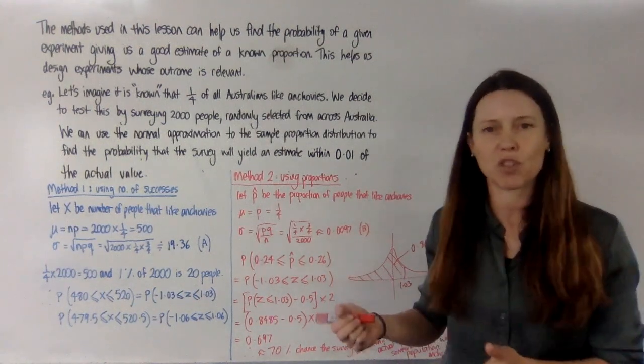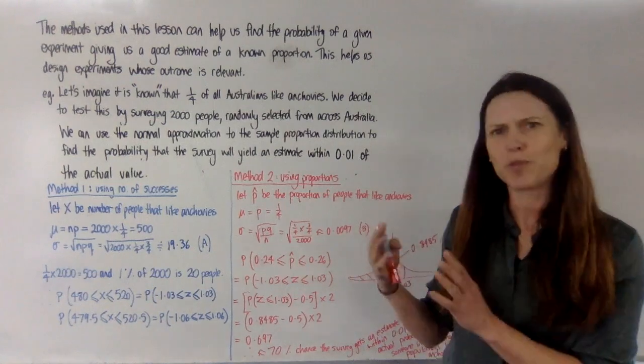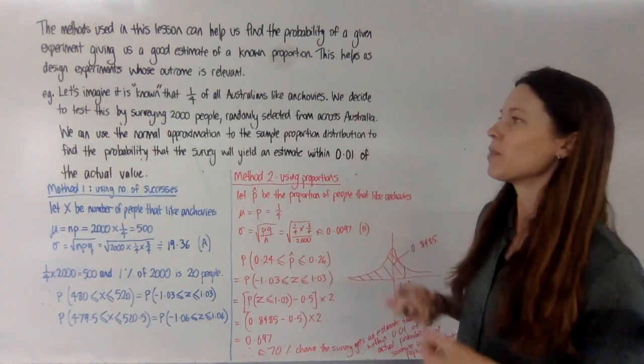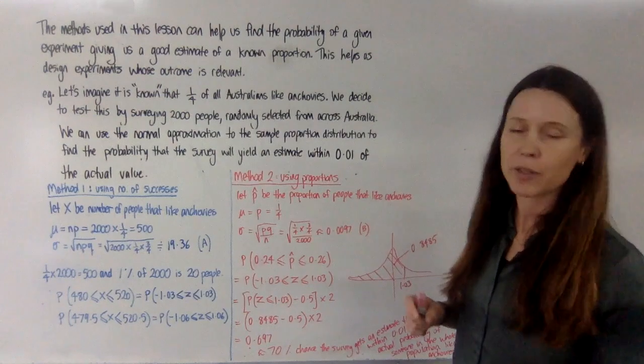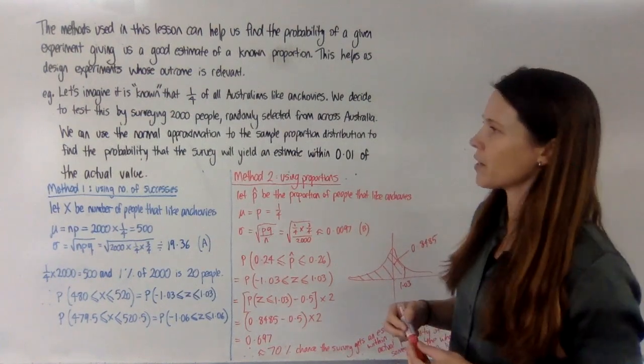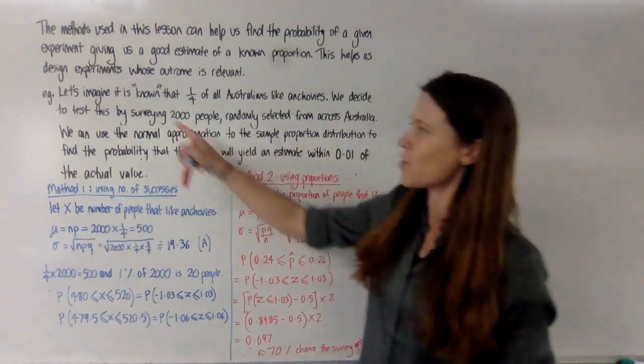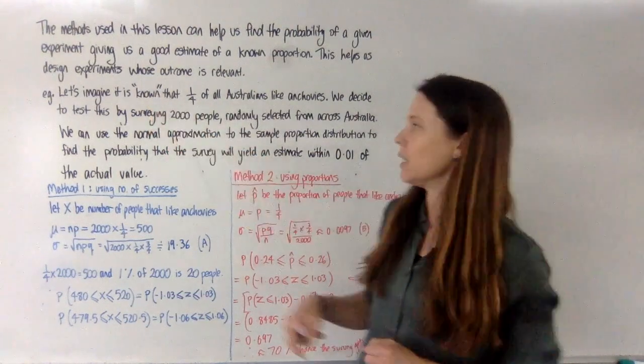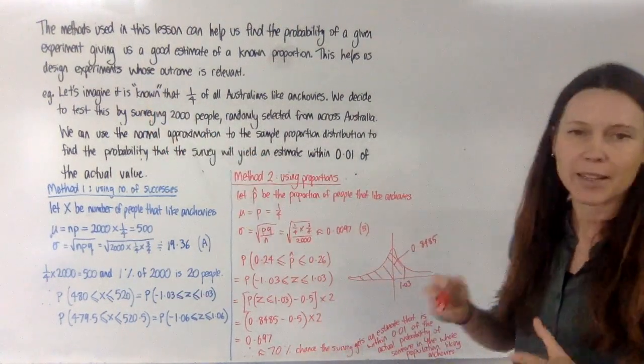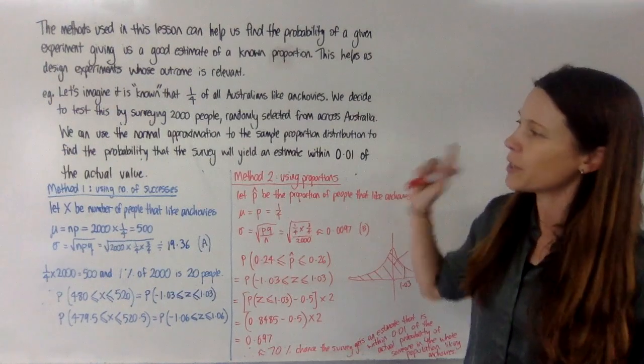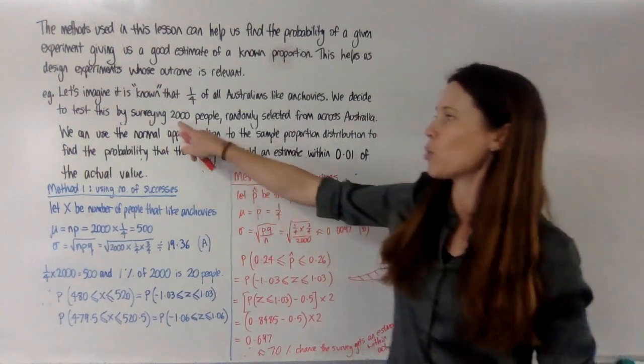So this is a bit of a strange question because we've actually got a known proportion here, and I've made it something suitably a tiny bit ridiculous just to put it into some sort of context. Let's imagine it is known that 1/4 of all Australians like anchovies. We decide to test this by surveying 2,000 people.